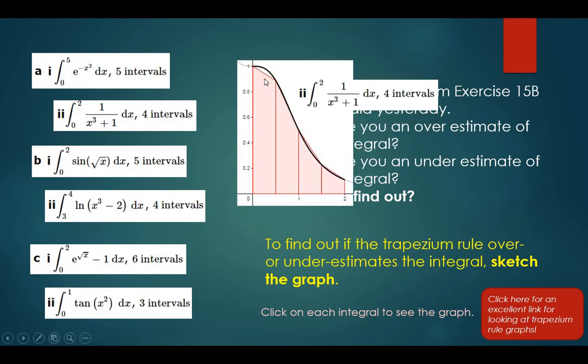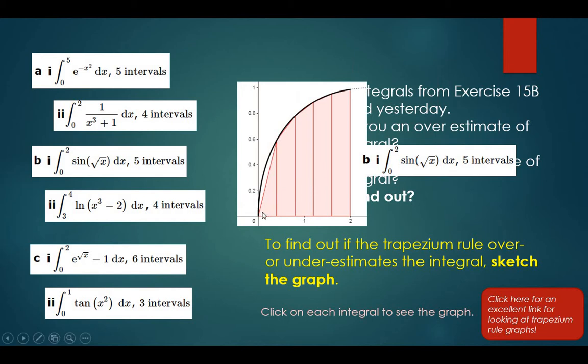For our second graph, we have the same problem. So the first trapezia is nice and obviously underneath the curve, so that's an underestimate, but the third trapezia and the fourth trapezia lie above the curve, so they give us an overestimate, so we can't tell altogether what will happen.